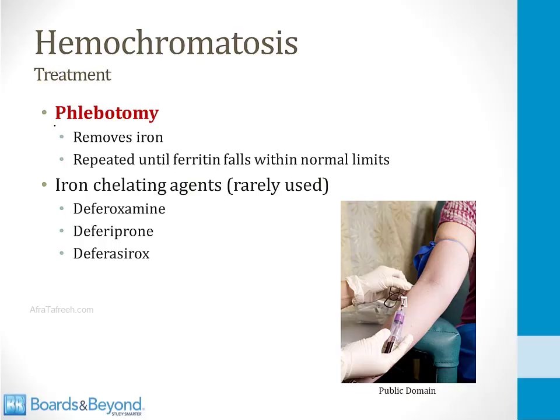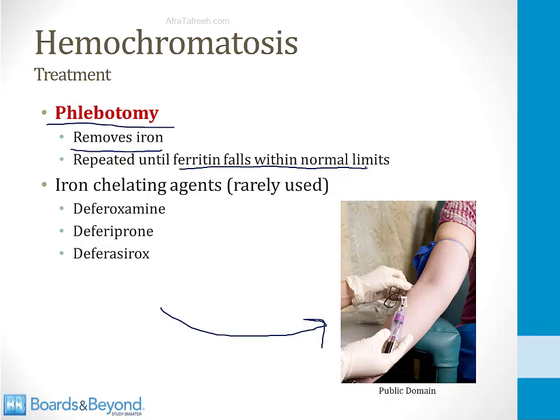The treatment for the hereditary form of hemochromatosis is phlebotomy. If you withdraw blood from the patient, as shown in this picture on the screen, you will remove iron stores from their body. And these patients have a normal bone marrow, so they will synthesize red blood cells to replace the red blood cells that you removed, but in the process, you will have pulled some iron out of their body. Usually phlebotomy is repeated every week or so until the ferritin level falls to be within normal limits.